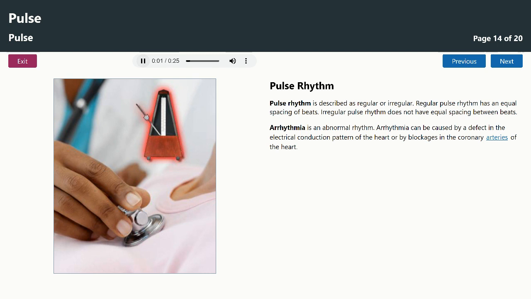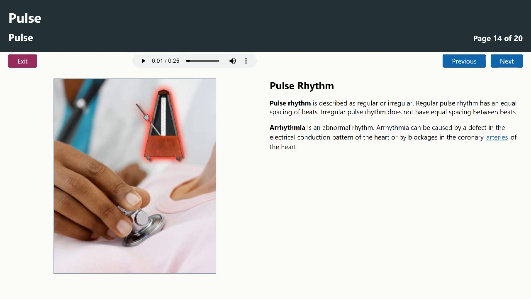Pulse rhythm. All right, so pulse rhythm is described as regular or irregular. Regular pulse rhythm has an equal spacing of beats. Irregular pulse rhythm does not have equal spacing between beats. So what it means is like when we're doing chest compressions, and we're trying to keep that steady 100 to 120, that's your rhythm. You want your rhythm to be consistent. If it's regular, that means they have a regular consistent beat. If it's irregular, it could be all over the place. Some people skip beats. Beats are real close together, so that would be irregular.